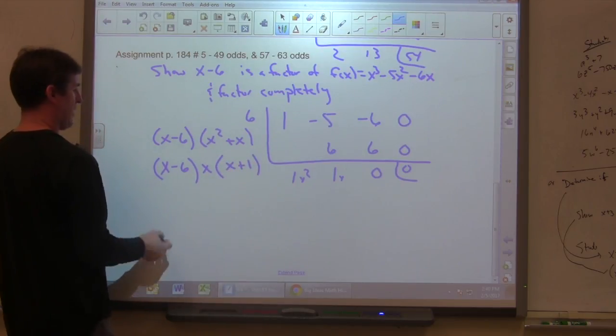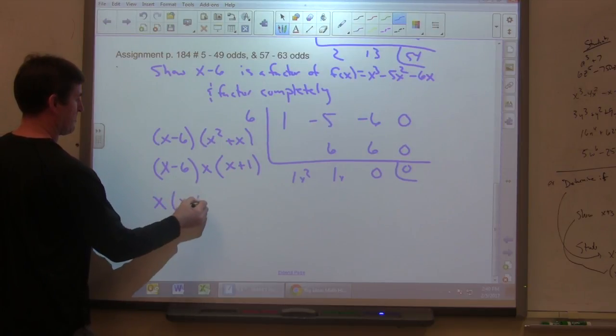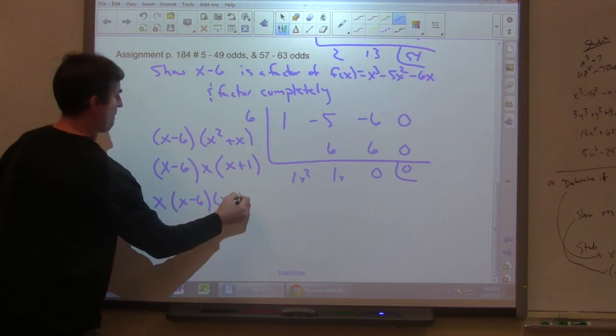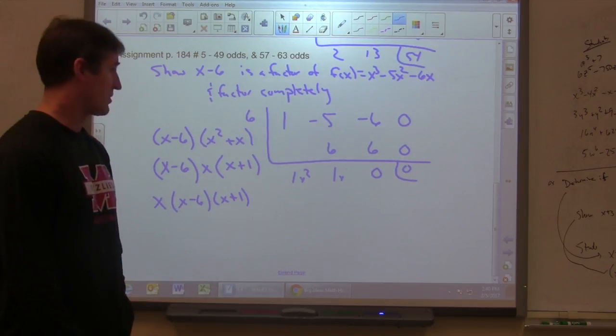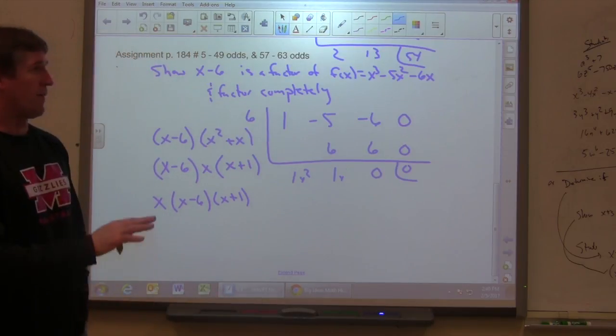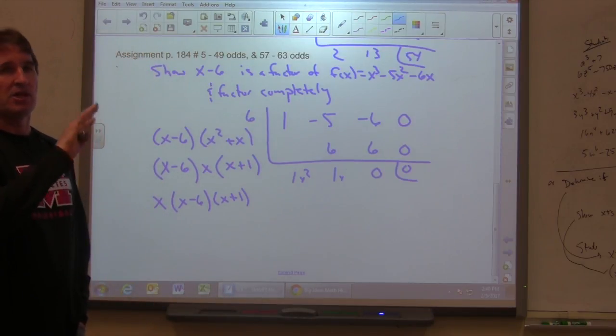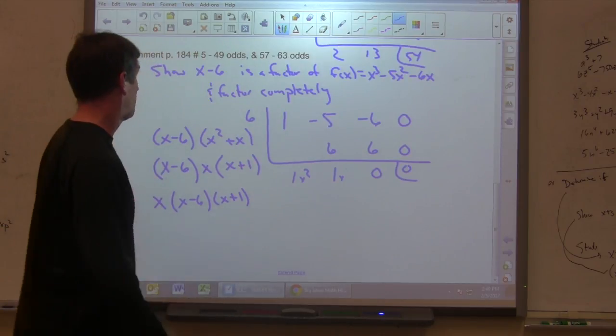Now you can write it that way, or most of the time what they'll do is bring that x by itself out front. But the order does not have to be in that order as long as you have all those factors. So hopefully this makes sense. You'll find that you just have a lot of different things to look at and make sure you're using whichever method works best for you.